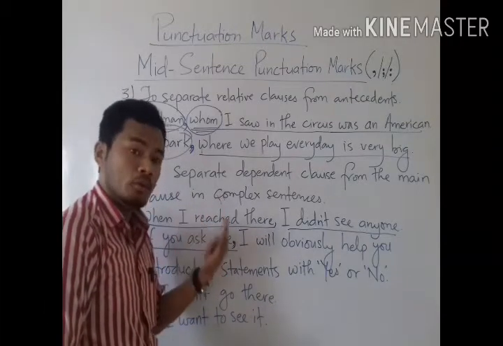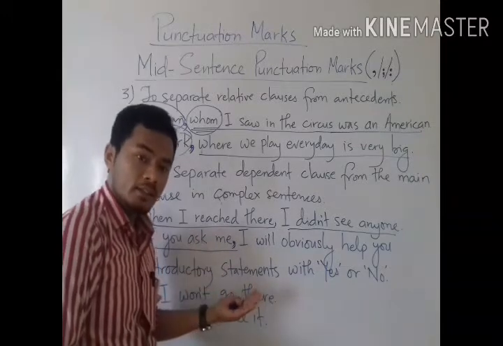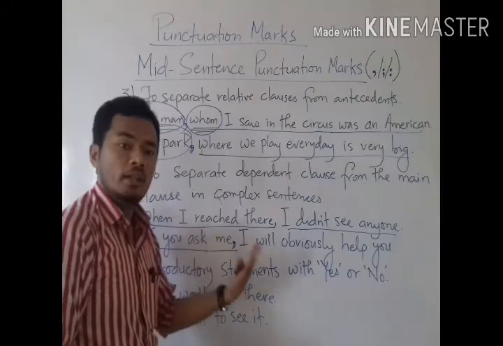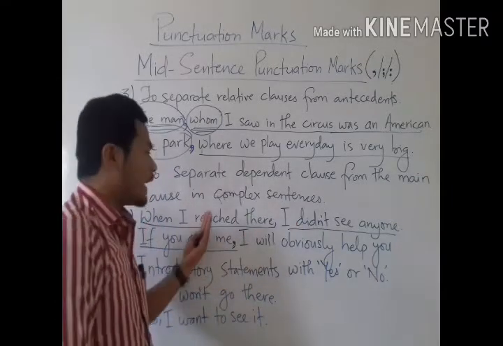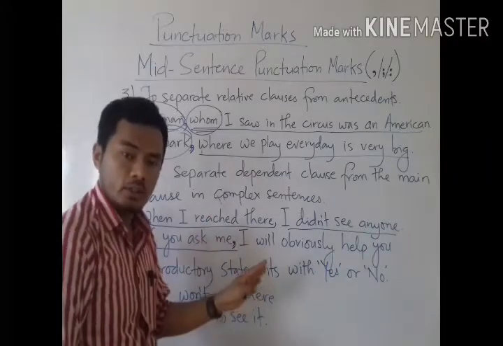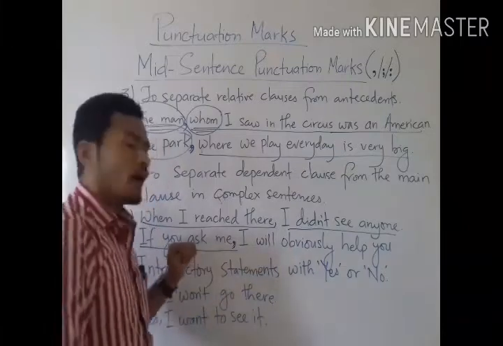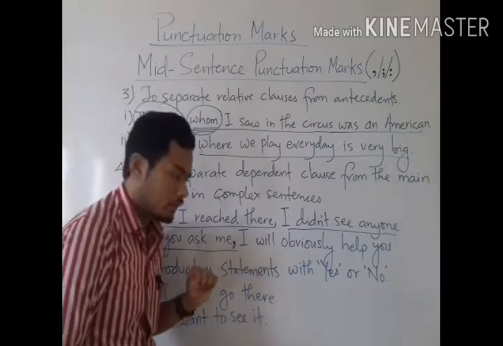Otherwise, if I put the independent clause first and the dependent clause later to make a complex sentence, then there is no need to put a comma. Like, I did not see anyone when I reached there. Here there is no need to put a comma. In the same way, I will obviously help you if you ask me. Here also there is no need to put any comma.